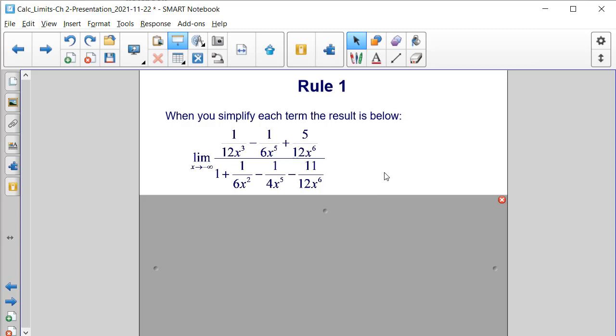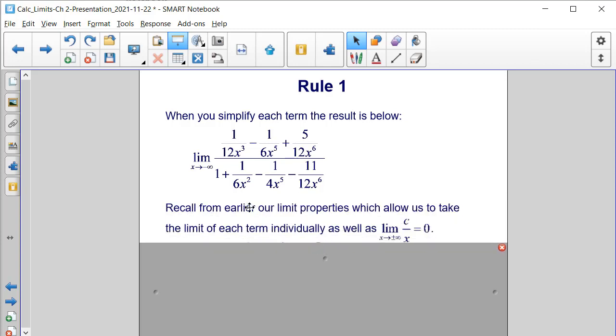When you simplify each term from the division, the result is shown below. Recall from earlier our limit properties, which allow us to take the limit of each term individually as well as the limit of c divided by x as x approaches positive or negative infinity being equal to 0. Because this is true, for every single rational expression that we have in the overall one, we can substitute 0 in for each of these.